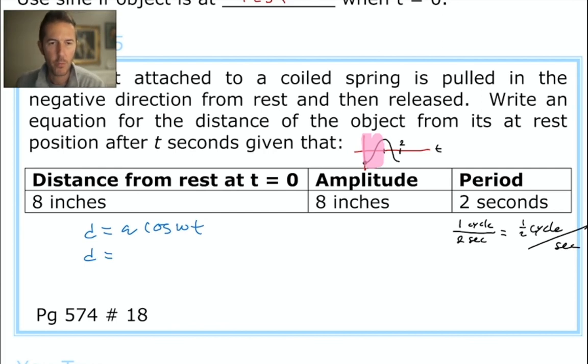We said we're starting with a displacement of 8 inches in the negative direction, so my a value is going to be a -8 cosine. And then we need that w value.